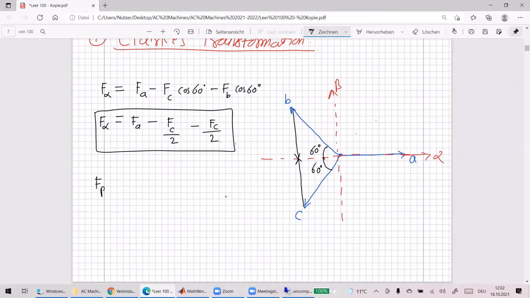Now tell me what is F beta. What is the beta component of A? 0, because it's perpendicular to that. What about the B component on beta? FB sine 60. And we write it positive, because the component is on the positive axis. What about FC? And what is sine 60? Root 3 by 2, perfect.